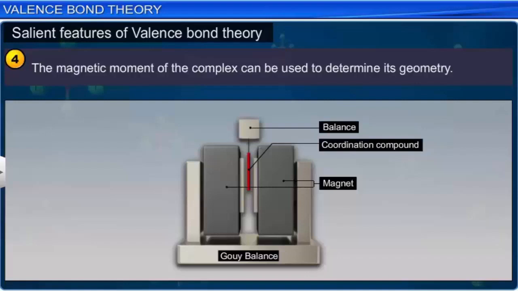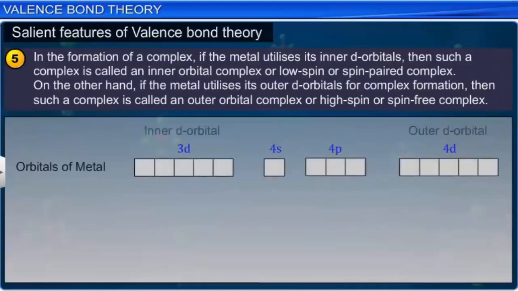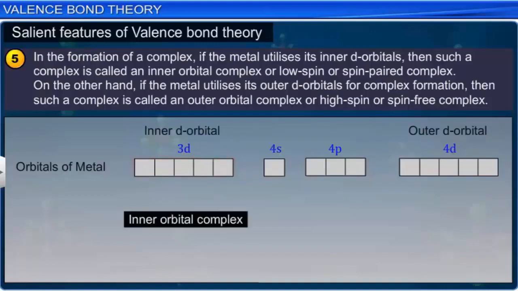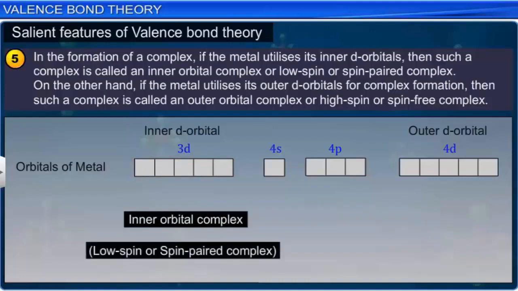The fifth salient feature of VB theory is in the formation of the complex. If the metal utilizes its inner d orbitals, then such a complex is called an inner orbital complex or low spin complex or spin paired complex. On the other hand, if the metal utilizes its outer d orbitals for the complex formation, then such a complex is called an outer orbital complex or high spin complex or spin free complex.